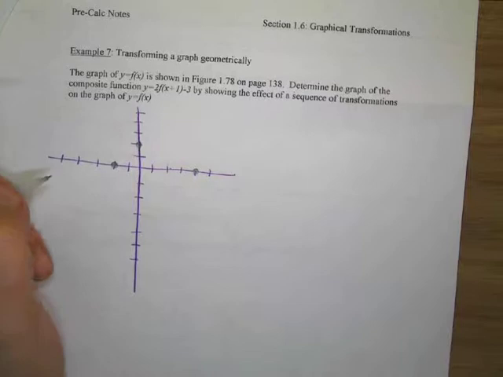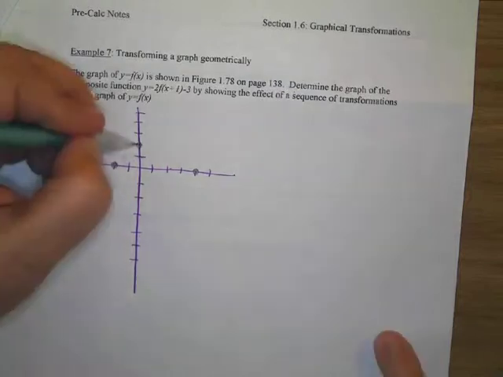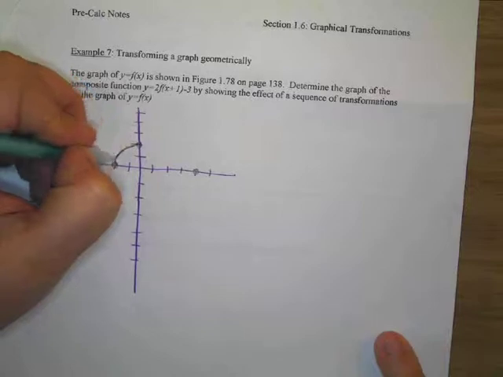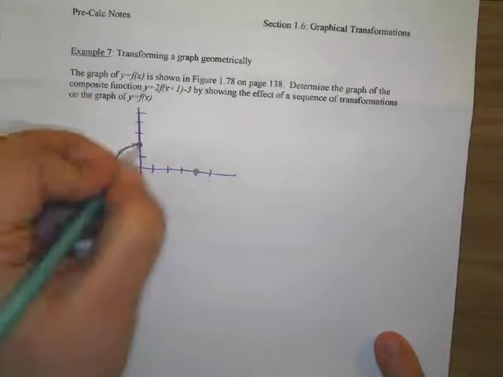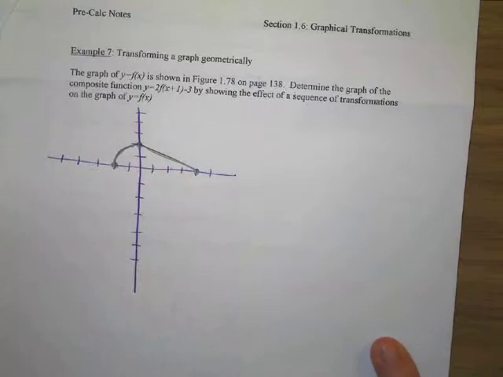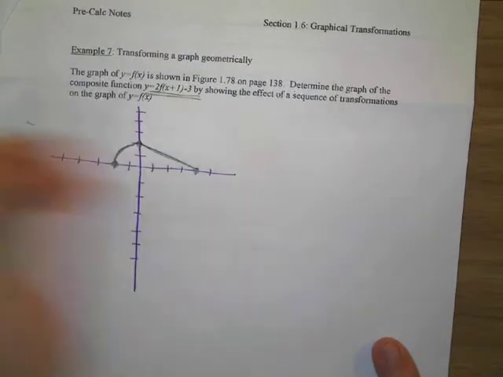And when I graph these and I have to move a picture, I'm going to have key points that I move. And these are the key points they give us in the picture. And this is like a quarter of a circle right here. And then this is a straight line. So it kind of looks like half of an ice cream cone on its side. So that's the picture. And now they give us this, and we got to do the translations.